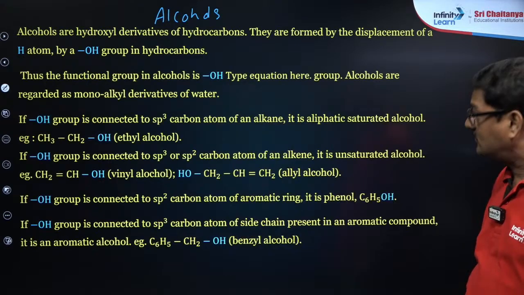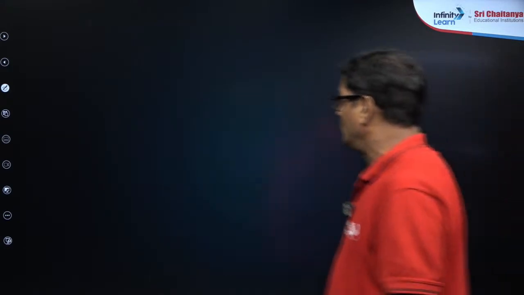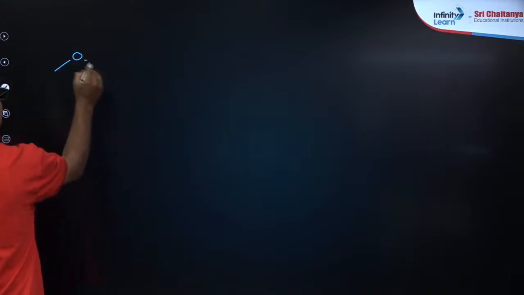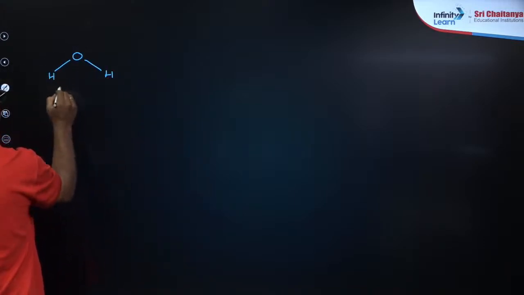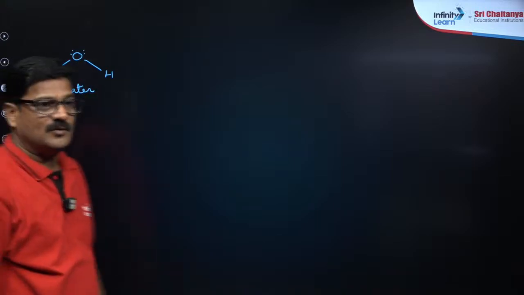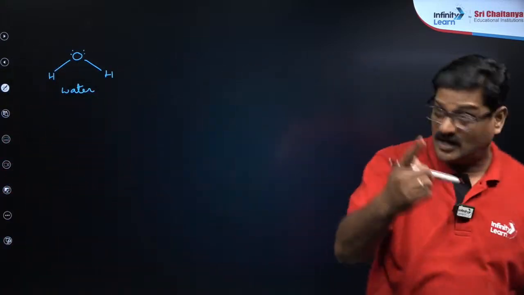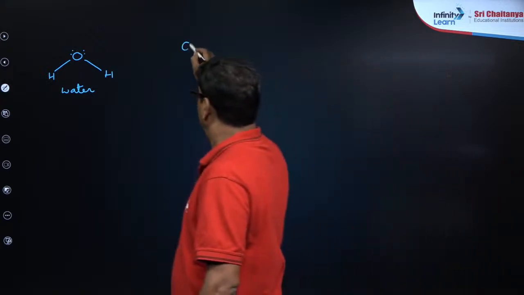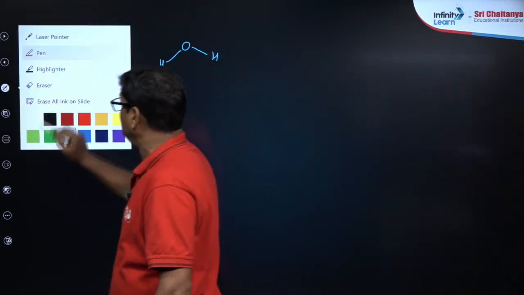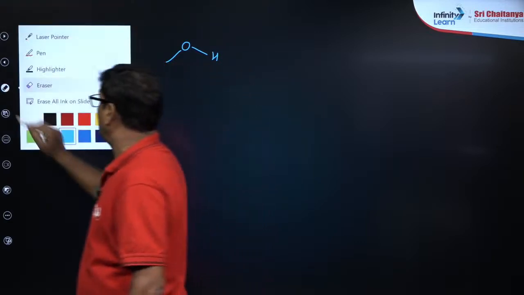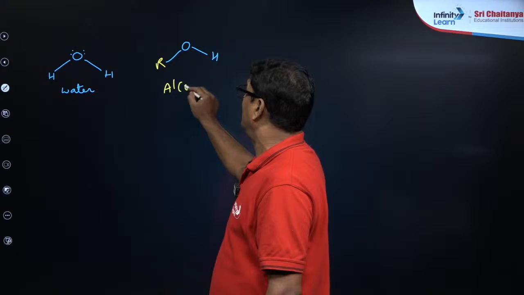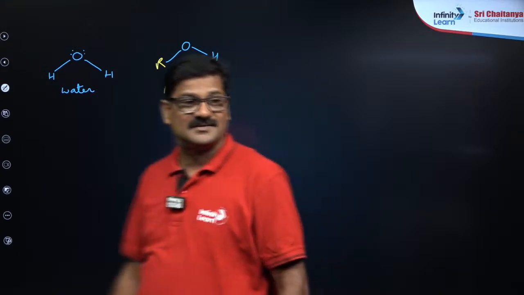So we'll just come back to this slide once again. Let's discuss what this is, beta. This is your water, with a lone pair of electrons, right? Remove one hydrogen from water, and after removing that hydrogen, attach an alkyl group. That becomes your alcohol, right?